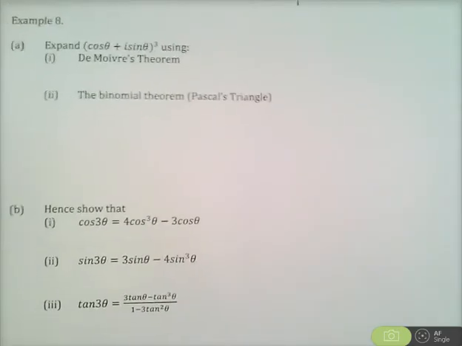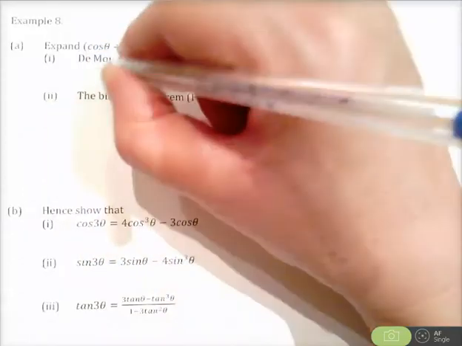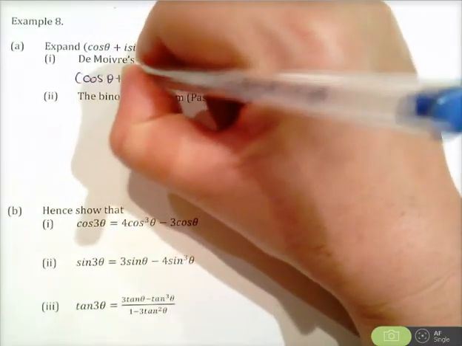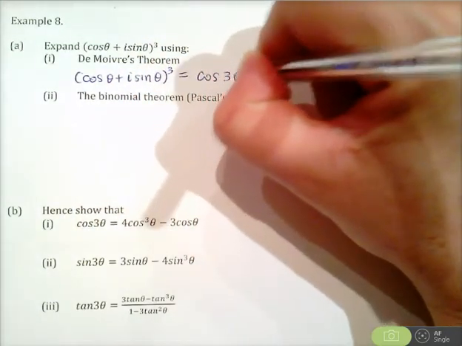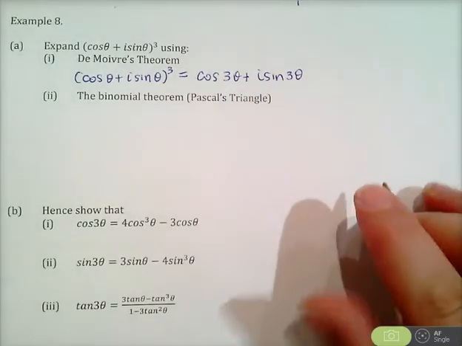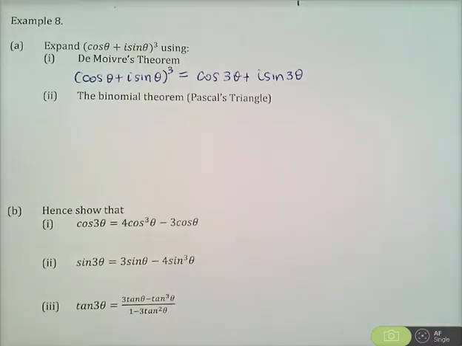Our first example is to expand (cos theta + i sine theta) cubed using de Moivre's theorem. Using de Moivre's theorem, (cos theta + i sine theta) cubed is just cos 3 theta + i sine 3 theta. Now we're also going to expand (cos theta + i sine theta) cubed using Pascal's triangle.